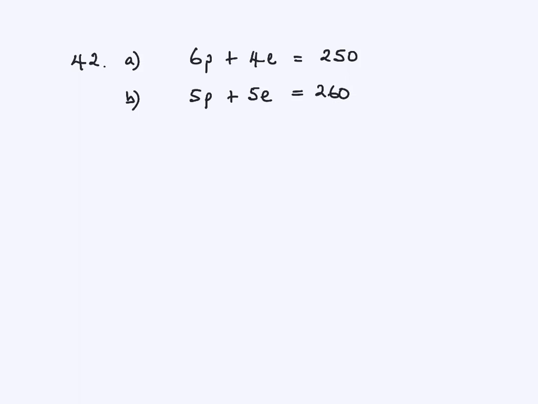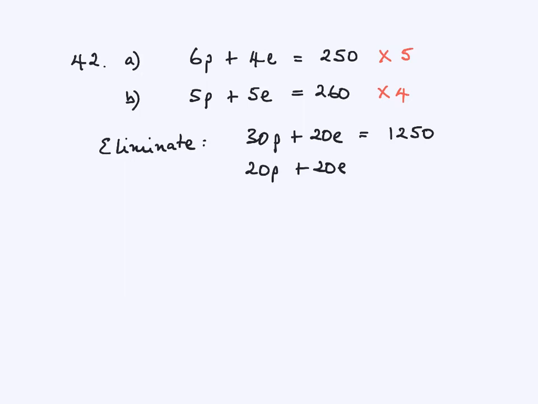What I'm going to do is to eliminate e, I think. So I'm going to multiply this equation by 5 and this equation by 4. So 5 lots of 6, that's 30p plus 20e is 1250. 4 times 5 is 20. I'm now going to subtract. So 30p take away 20p is 10p. 20e take away 20e is 0. And 1250 take away 1040 is 210. Divide by 10 and the cost of a pencil then is 21 pence.